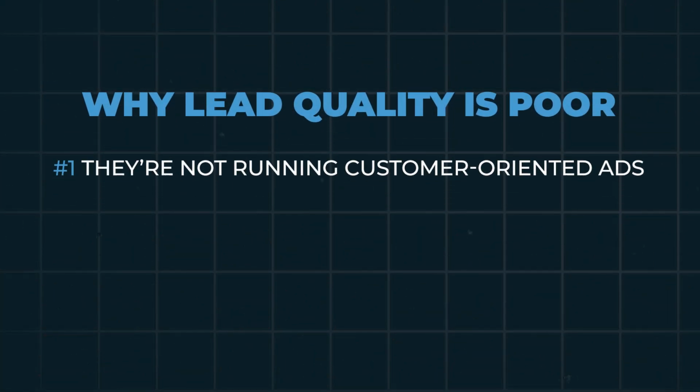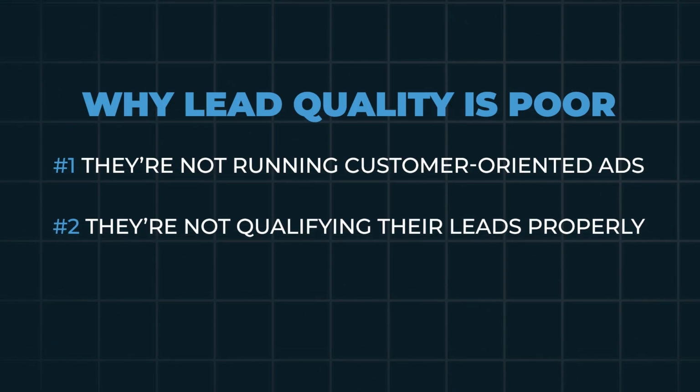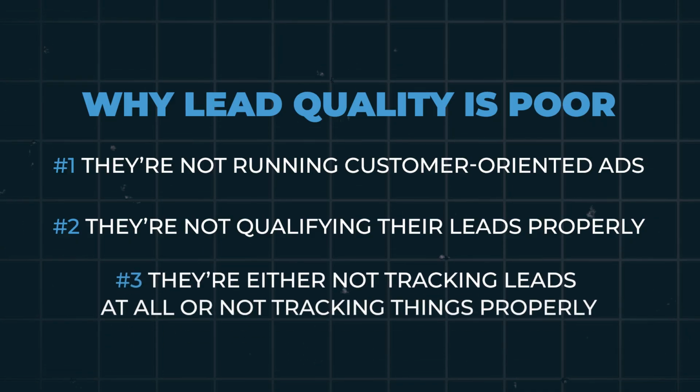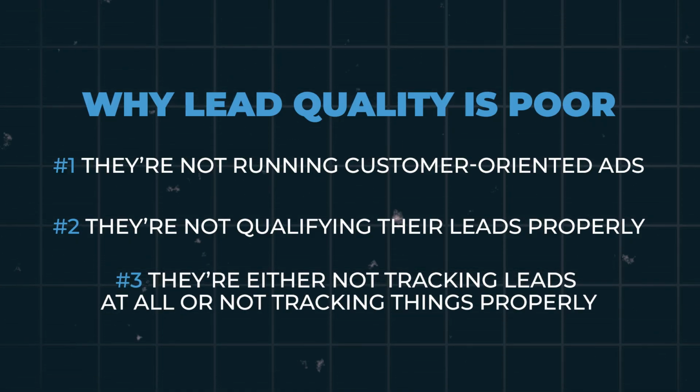Number 1, they're not running customer-oriented ads, which we'll talk more about in a second. Number 2, they're not qualifying their leads properly with the right survey, application, lead form questions, or a lead magnet. And number 3, they're either not tracking leads at all or not tracking things properly. There is a certain way that you want to set up your Facebook pixel, which we'll also talk more about in a second. So I'm going to give you 3, maybe 4 ad hacks you can start implementing today to tackle those issues and start getting the qualified leads you're looking for by the masses.